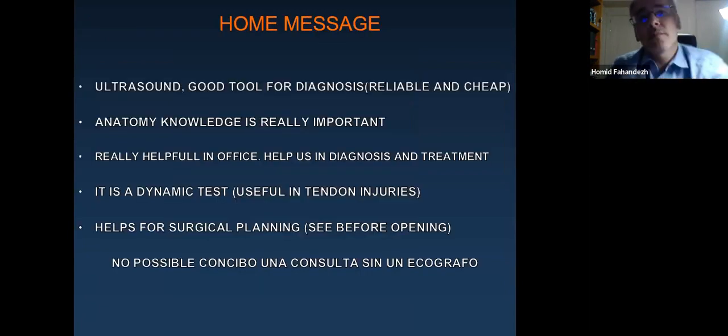So to take home, I think ultrasound is a good tool for diagnosis. It's a reliable and cheap technique. I think that to do ultrasound, anatomical knowledge is really important, and I think that ultrasound is really helpful in your office because it will help you in that moment with the diagnosis and treatment in a much easier way, and you don't have to send the patients away and then have them come back.